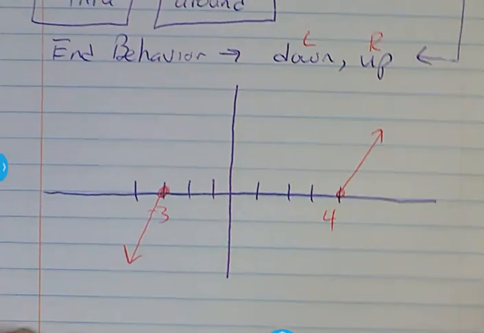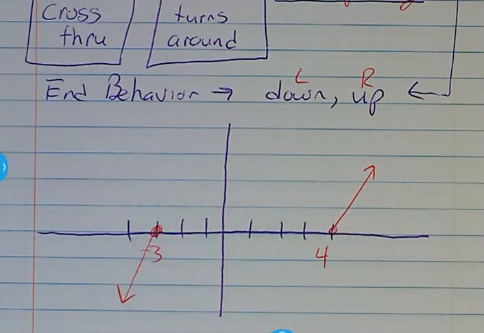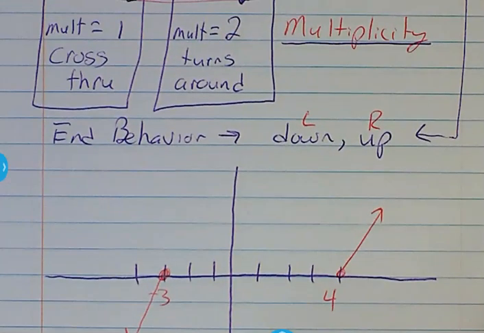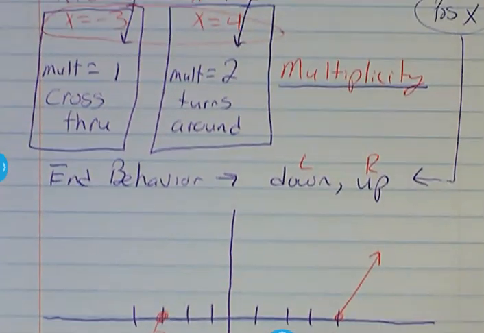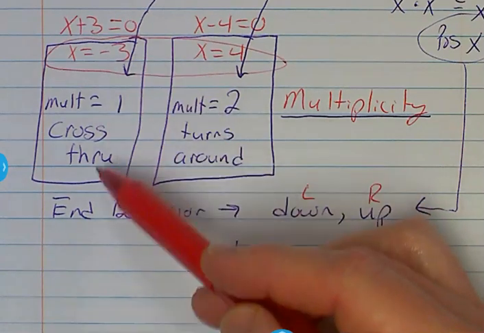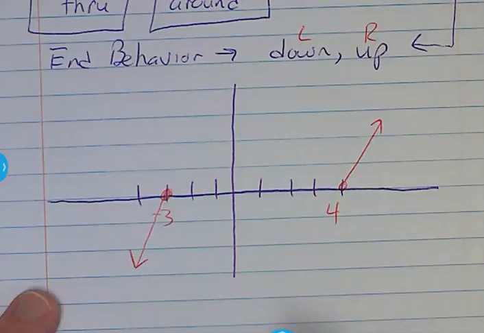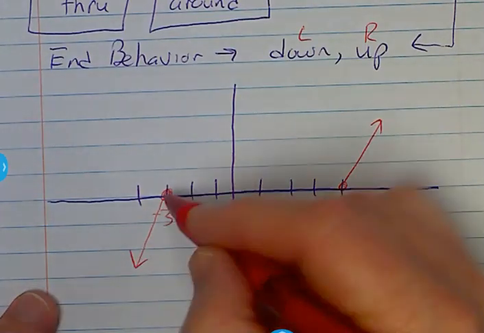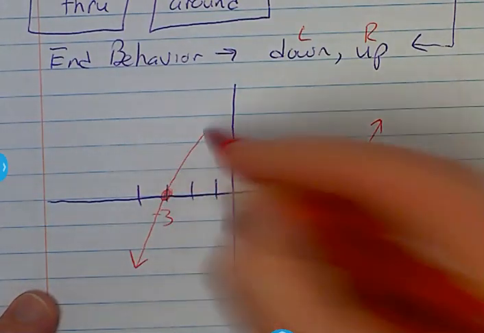Now, here's everything in the middle. This is the first time I taught this, I didn't quite figure out all this multiplicity stuff, and I missed out on it. Here's where the multiplicity comes through on this one. At negative 3, it says we're going to cross through. So once you get to negative 3, you just keep on going this way.